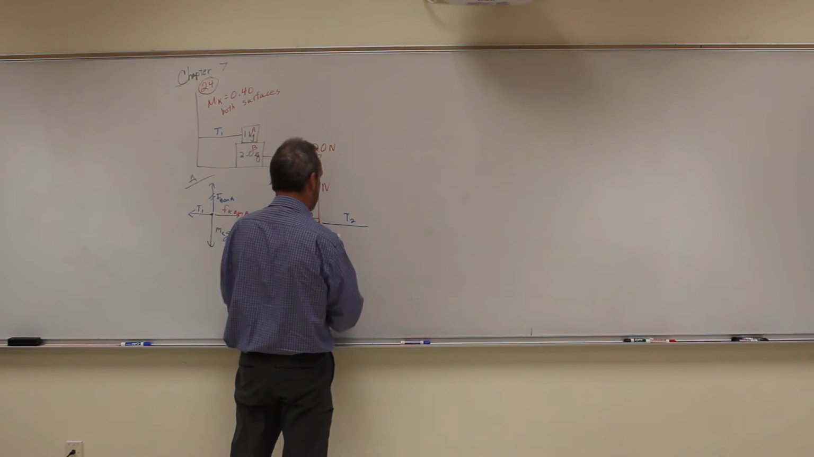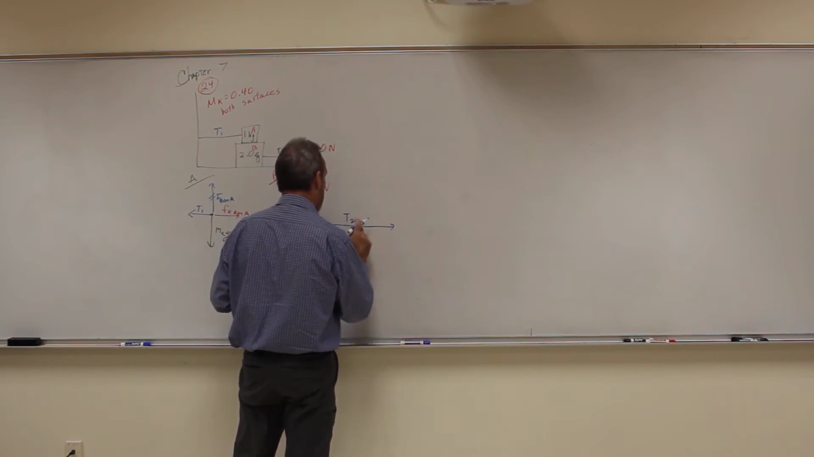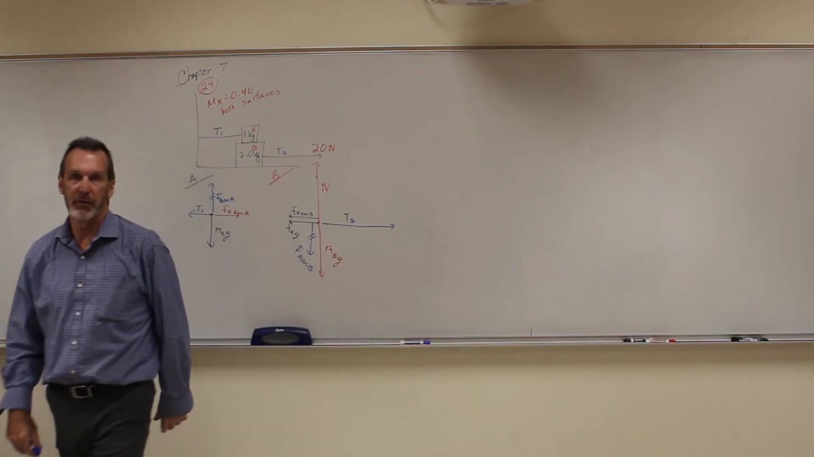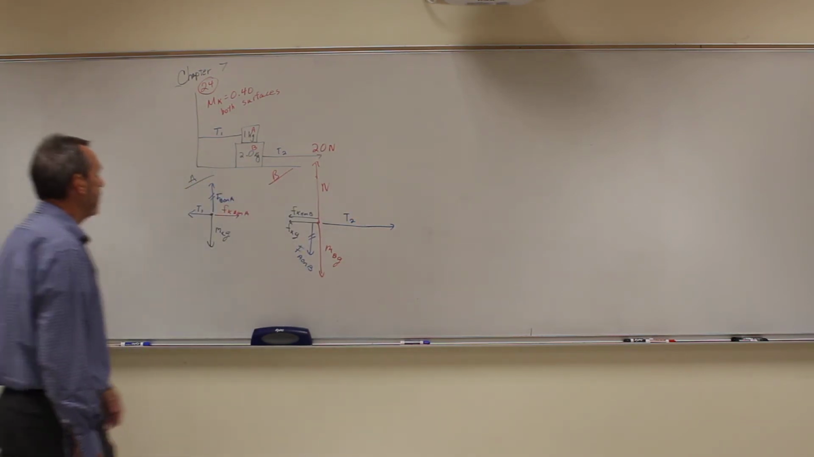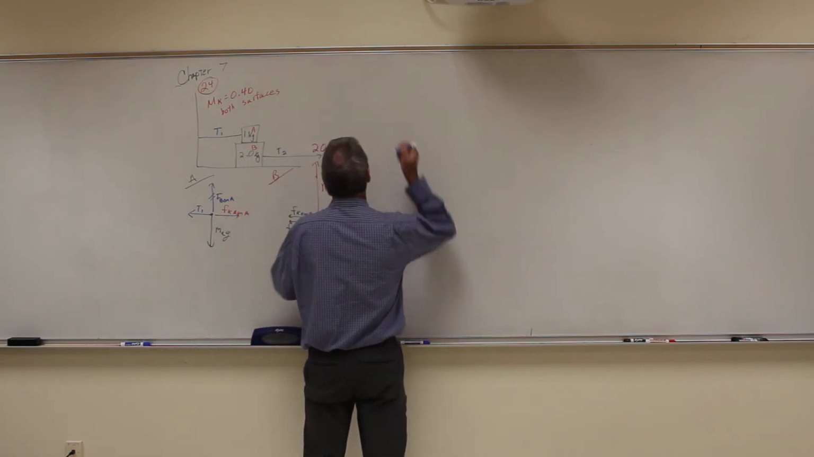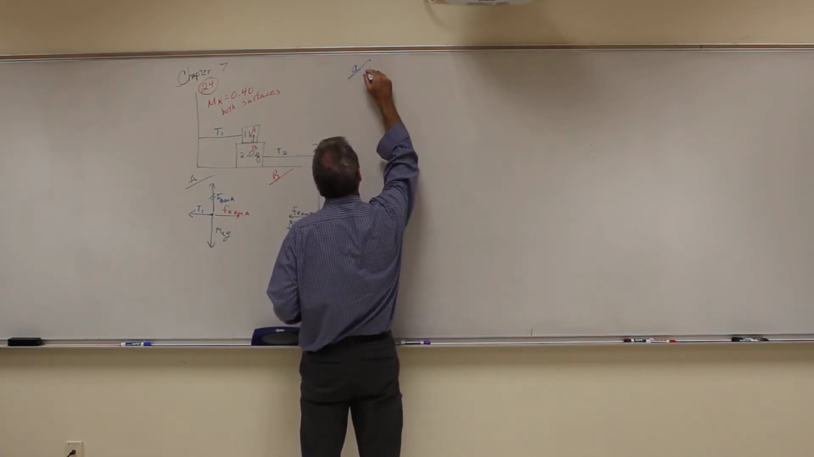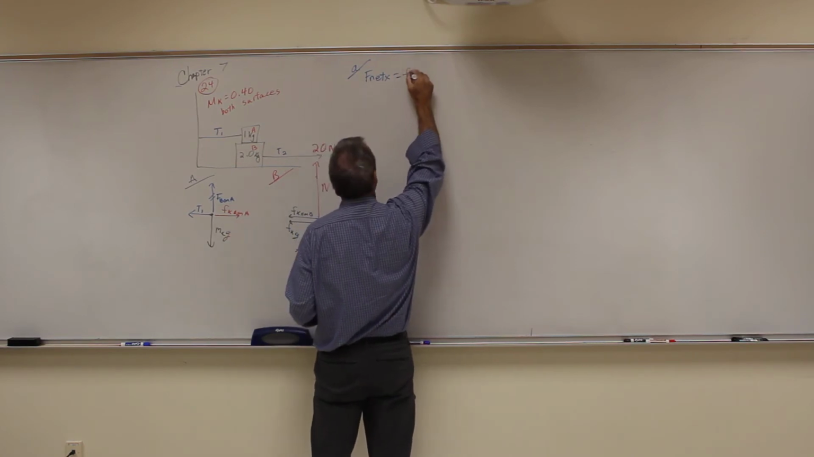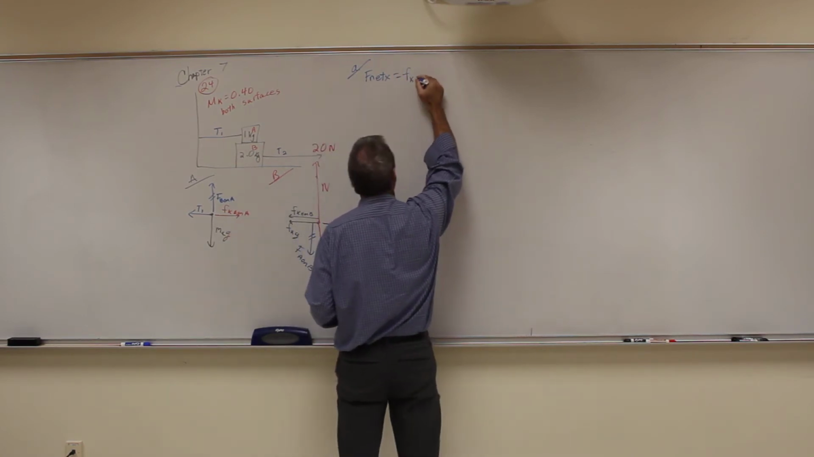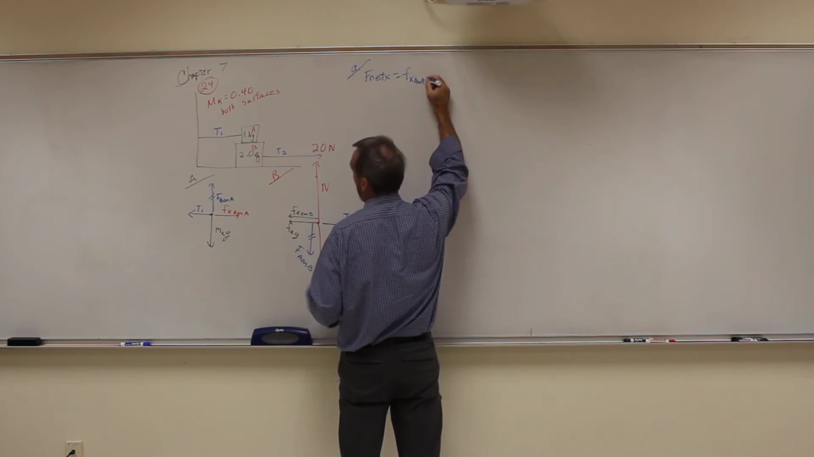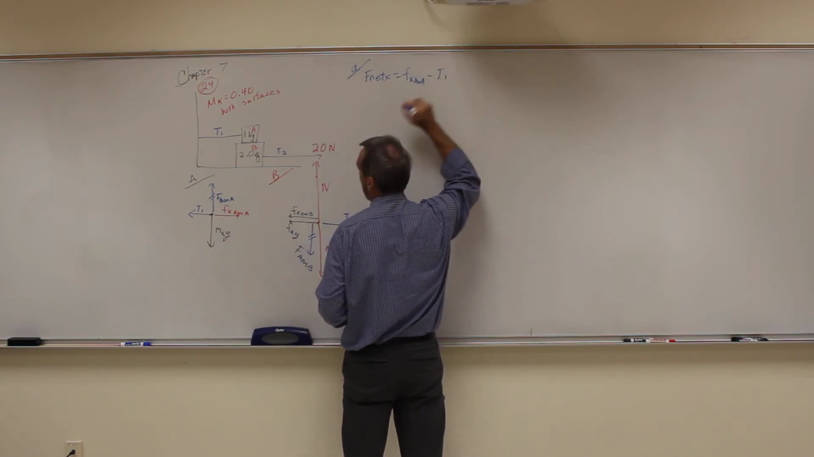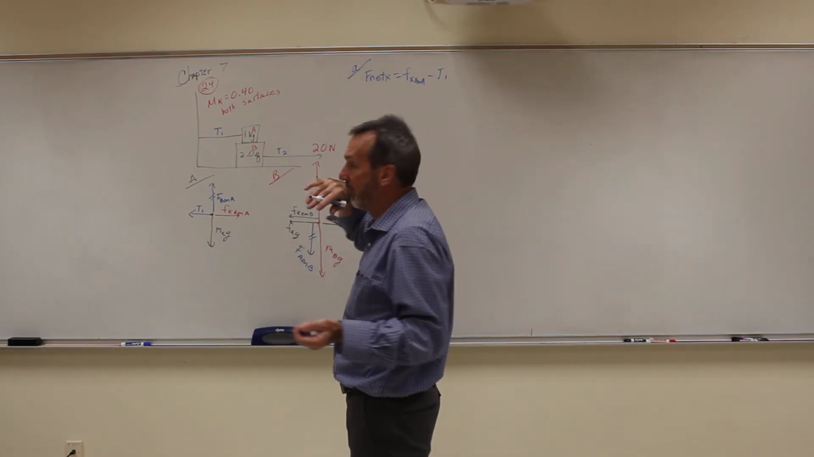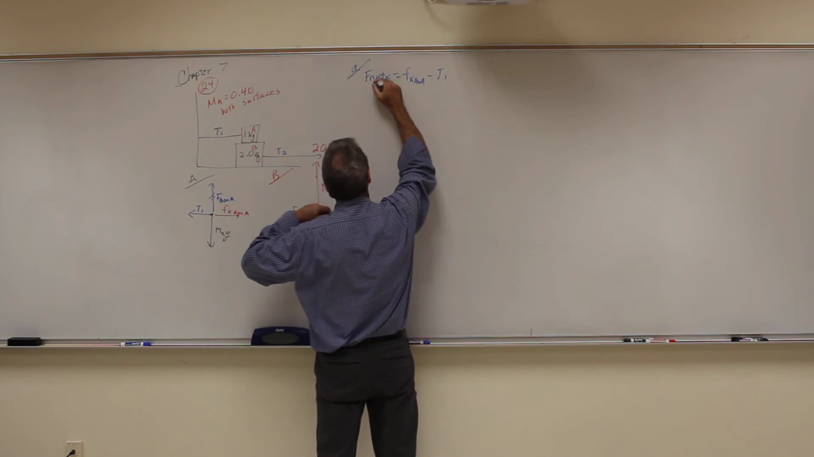I'm going to make this longer because the tension here has to be greater than those two added together, because it's accelerating to the right. Okay, so block A, up here we're going to do F net X. F net X is the kinetic friction force of B on A minus T1, which must be equal to the net X force. But block A isn't moving, so this is 0.